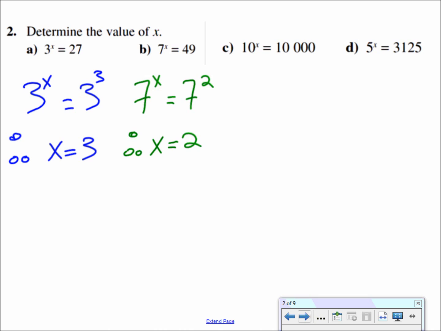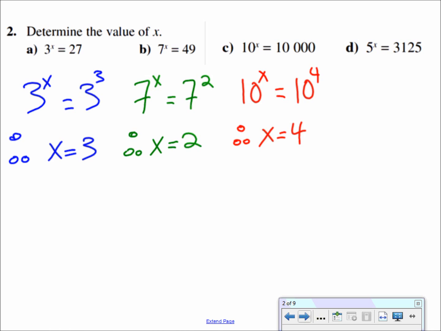Again, I'm just switching colors to keep the questions separate. 10, I'm not going to make any smaller, but I'm going to say 10 to the exponent what gives me 10,000? 10 to the exponent 4, perfect. Again, as soon as my bases are equal, I can say therefore x is equal to 4, because the exponents are equal to each other.